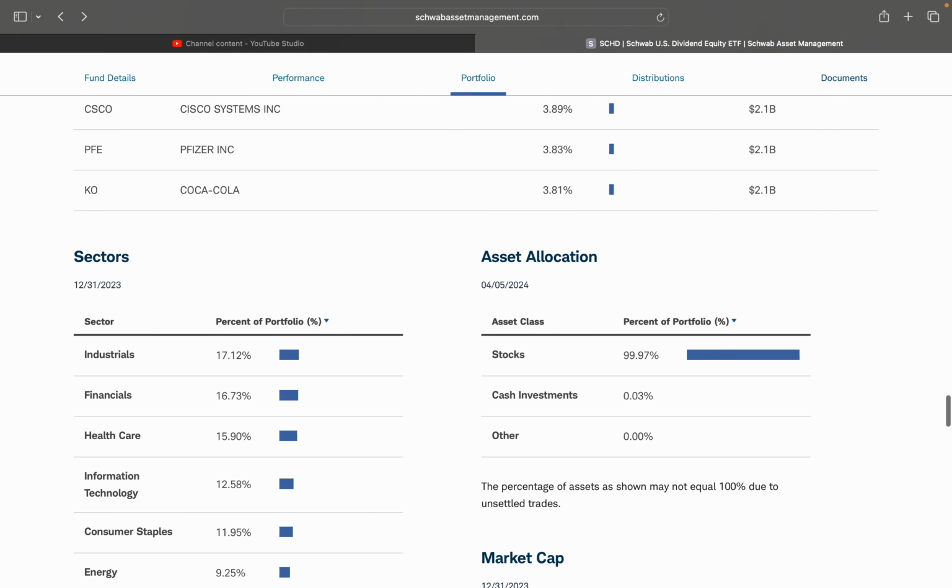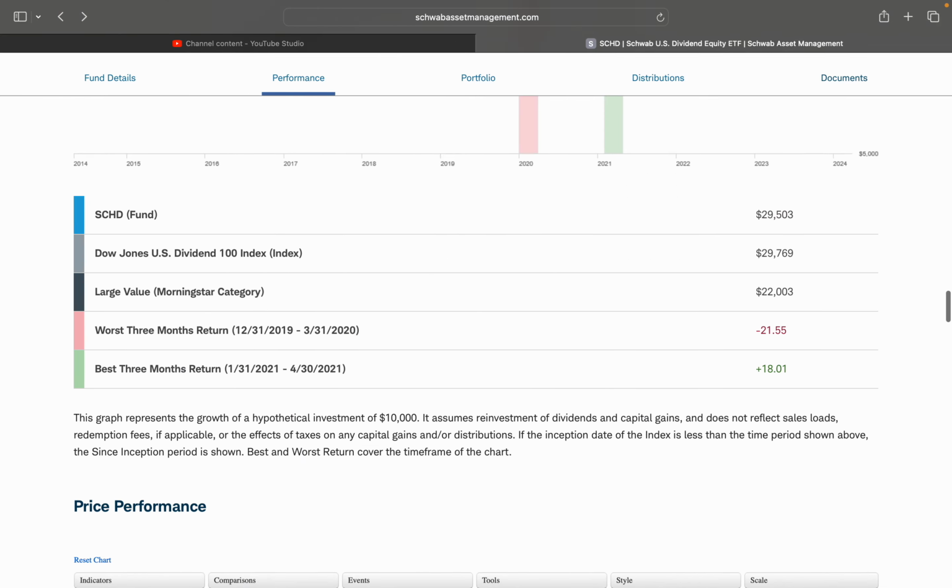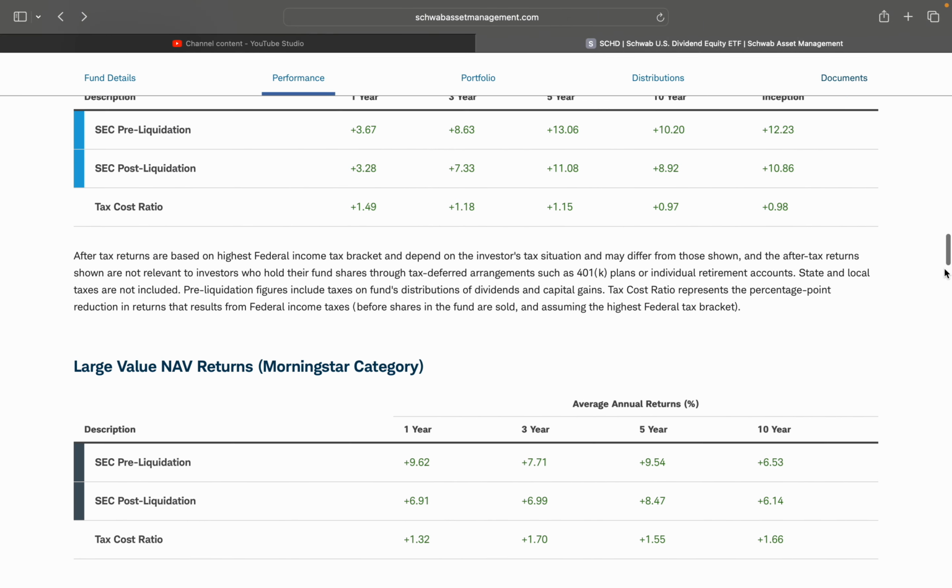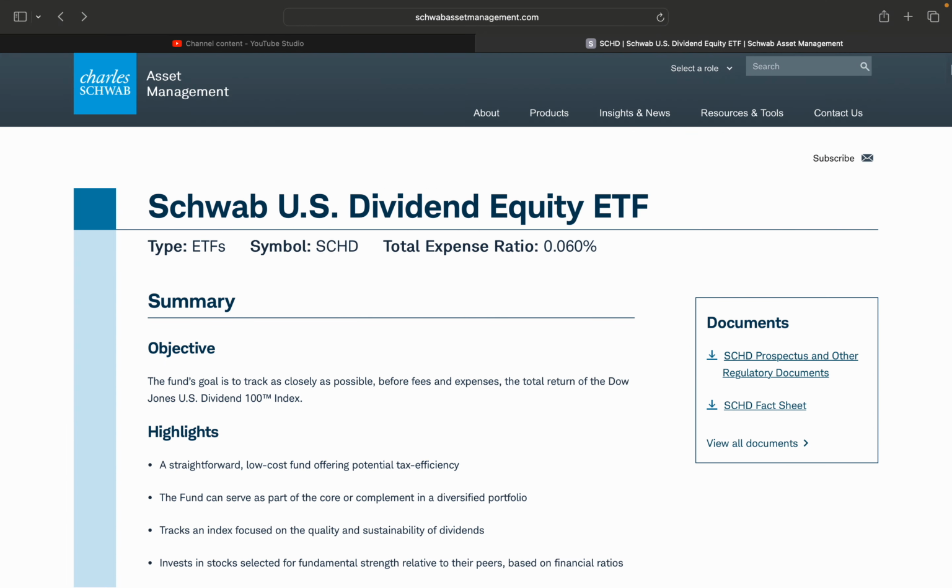So Charles Schwab has a really great website. Please come and visit this website and look into this ETF, SCHD.